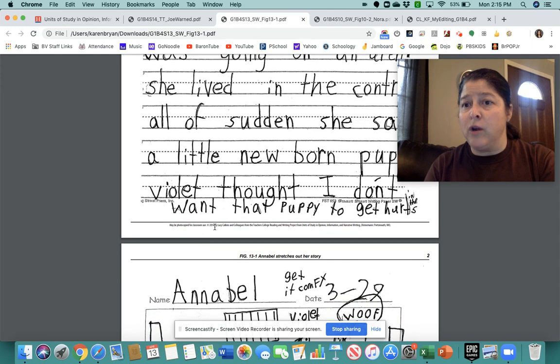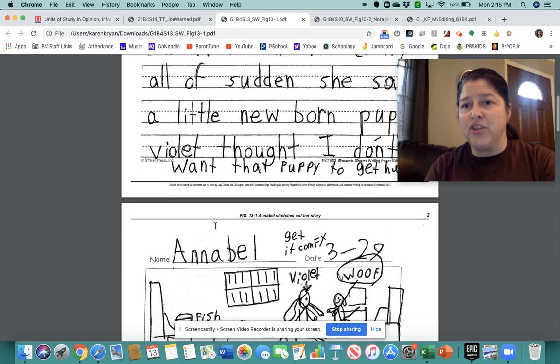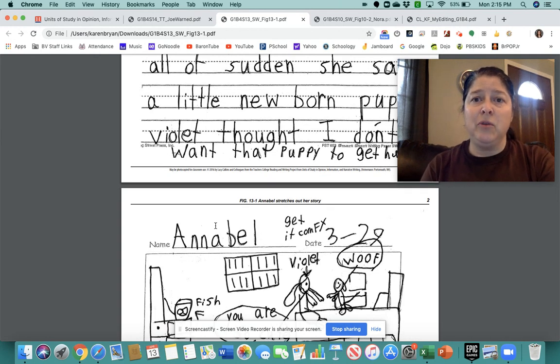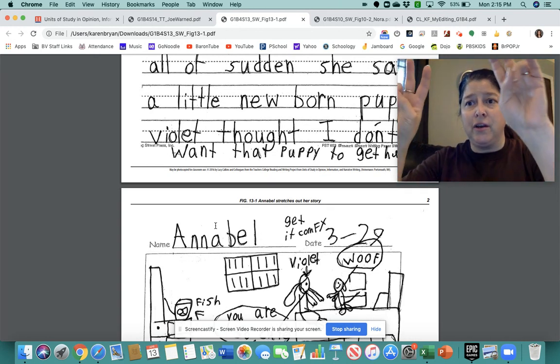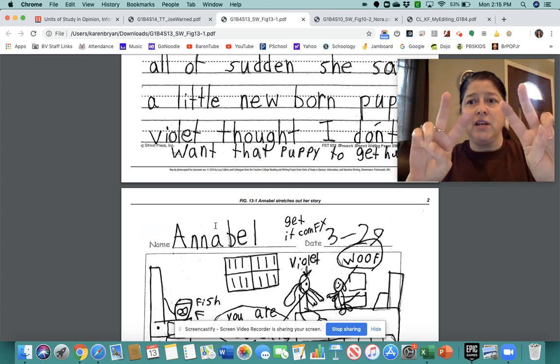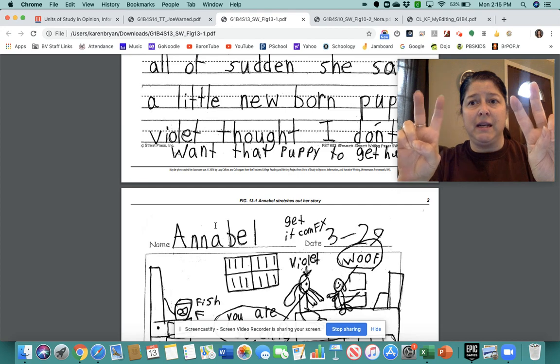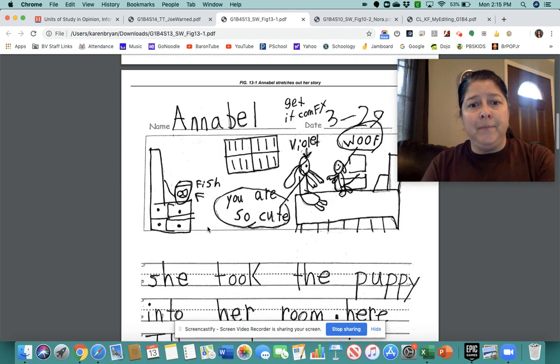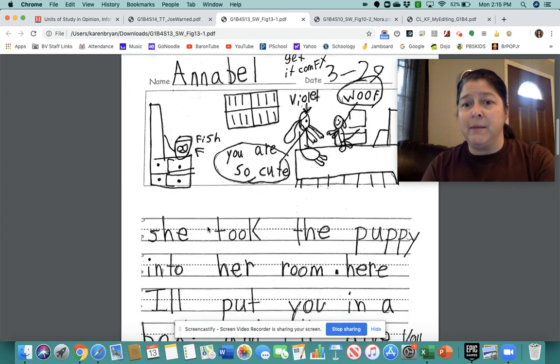She also had some great dialogue in here, but she didn't use quotation marks to show that it was dialogue. Remember last week we talked about how we could use those little quotation marks. Those 2 marks at the beginning and at the end of what someone says.